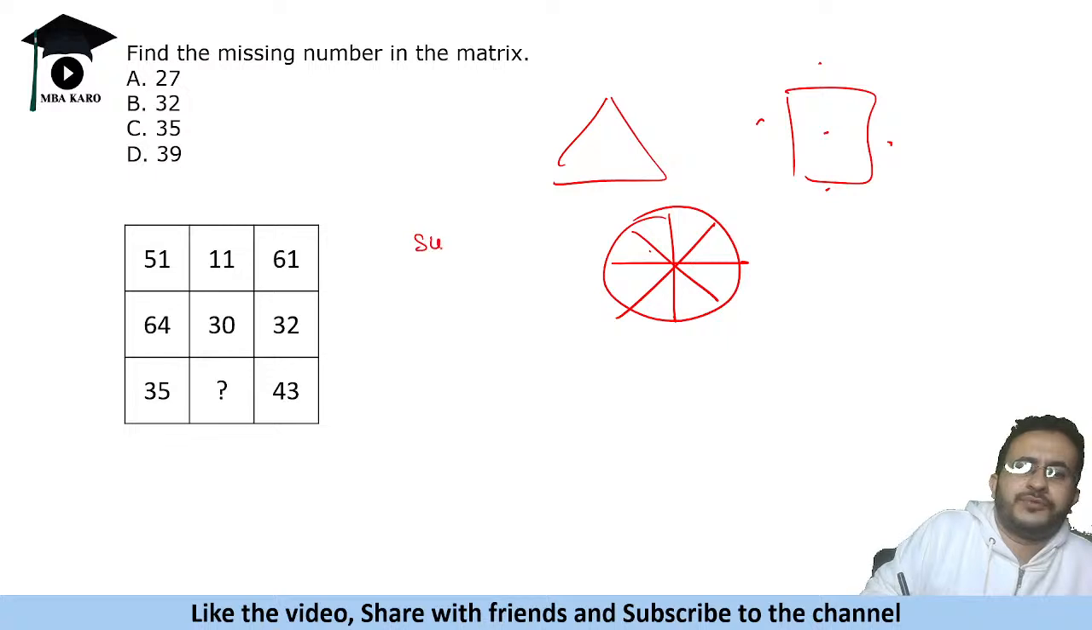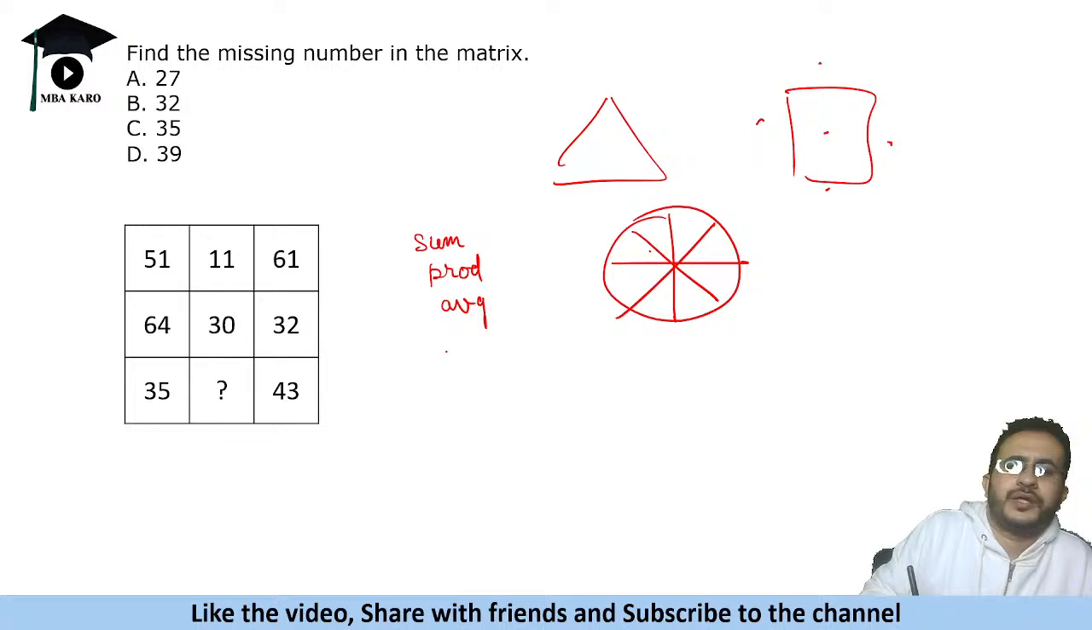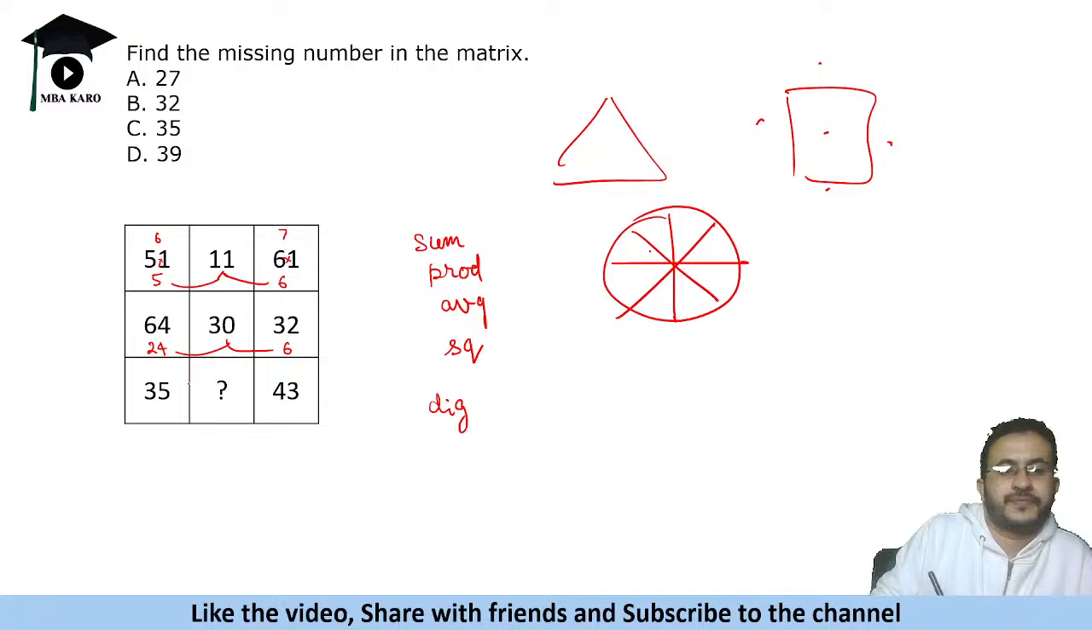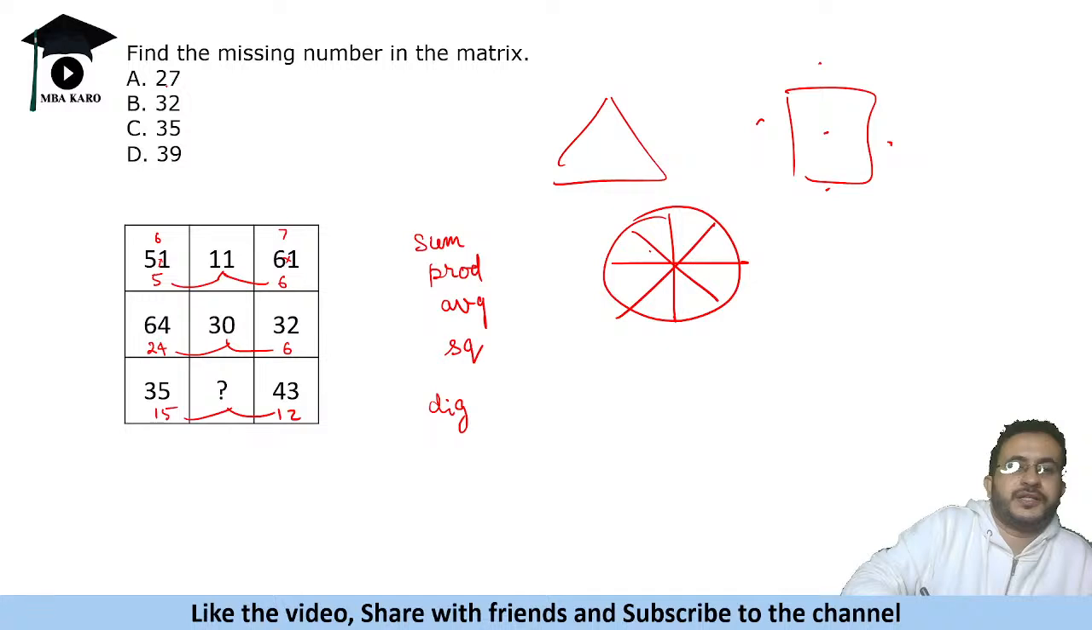Generally क्या होता है, sum होता है, product होता है, average होता है, square होता है. Now these can be something related to digits also. Like if we take sum of digits, this is 6, sum of digits 7, not working. If we take product of digits 5, product of digits 6, 5 plus 6, 11. 6 into 4, 24. 3 into 2, 6. So this will be 15 plus 12, that is 27.